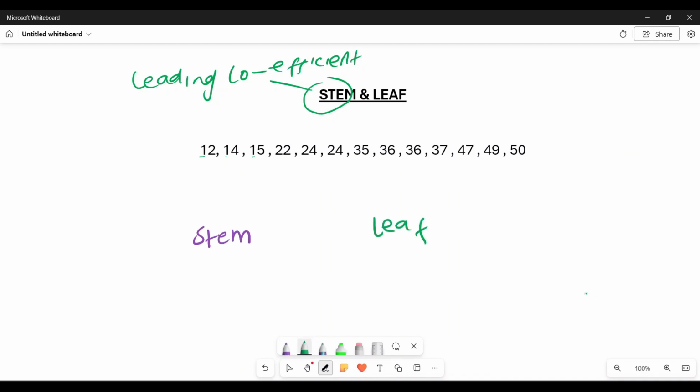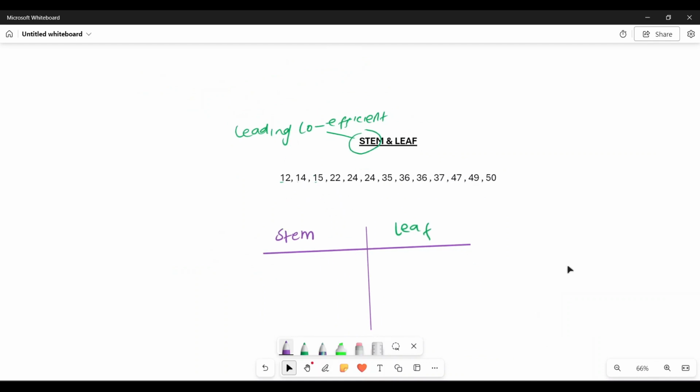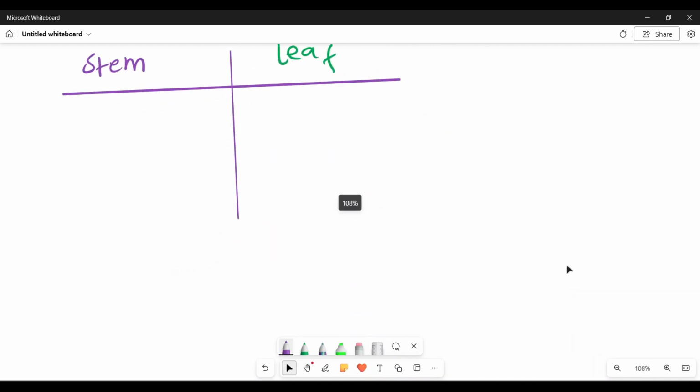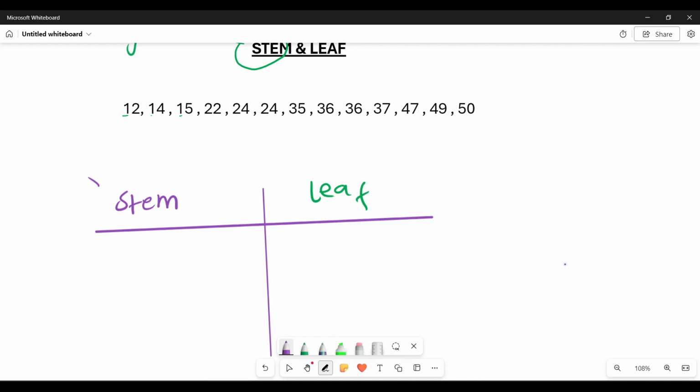As I've said, your stem is the leading coefficient. As a result, your leaf will be the trailing coefficient, meaning that the second coefficient would represent your leaf. So what are the rules that you need to apply whenever you're drawing your stem and leaf diagram? Your stem, you do not repeat a value. Repetition is not allowed. But with regards to your leaf, you can repeat a value.